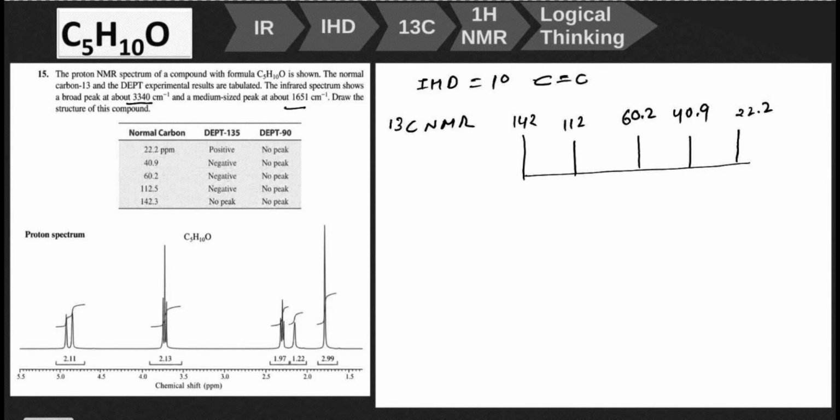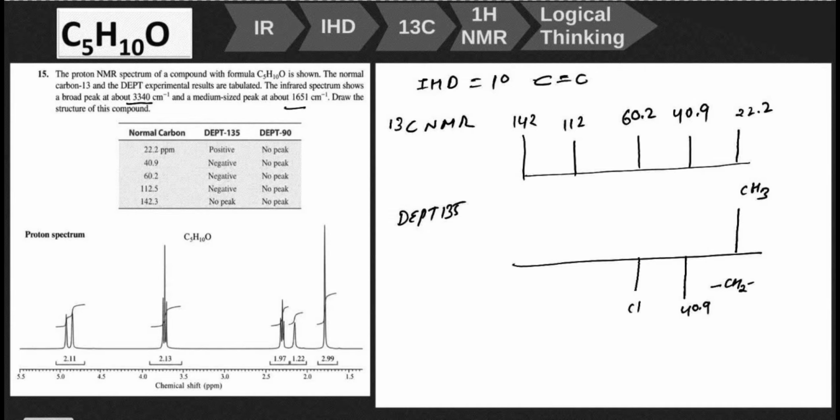Now let's look at the DEPT 135. In DEPT 135, this signal is positive, so for sure it belongs to the methyl group. This 40 is in the negative phase, so it means this signal belongs to a CH2. And this signal at 60 is also in the negative, so it also belongs to a CH2, and it is probably attached to the oxygen because it is coming around 60 ppm. The 112 is also in the negative.